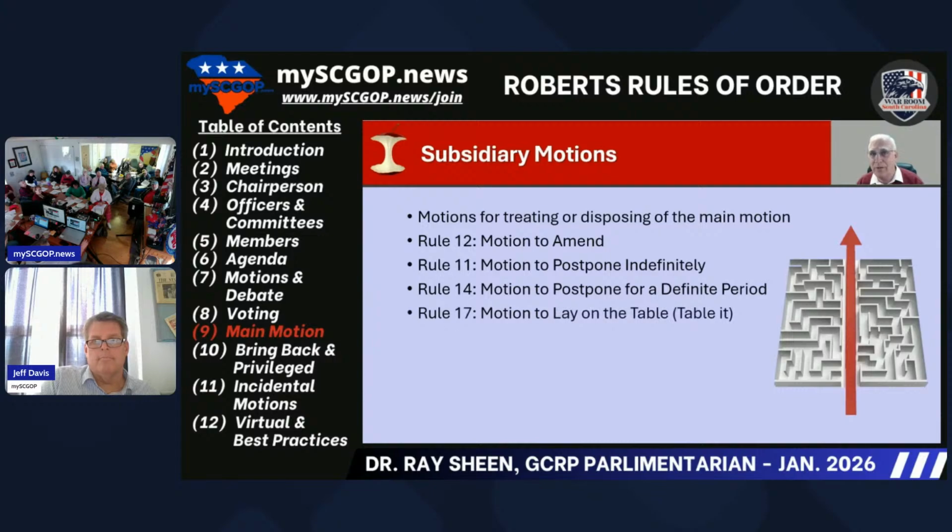A variation of the motion to postpone for a definite period is a motion to lay the issue on the table, sometimes called tabling it. Robert's Rule 17 discusses this subsidiary motion. This is a tricky motion, and the chairperson needs to make sure it's not abused. The purpose is to temporarily stop debate so that another more important or time-sensitive action can be completed. The debate should be resumed as soon as the other action is complete.